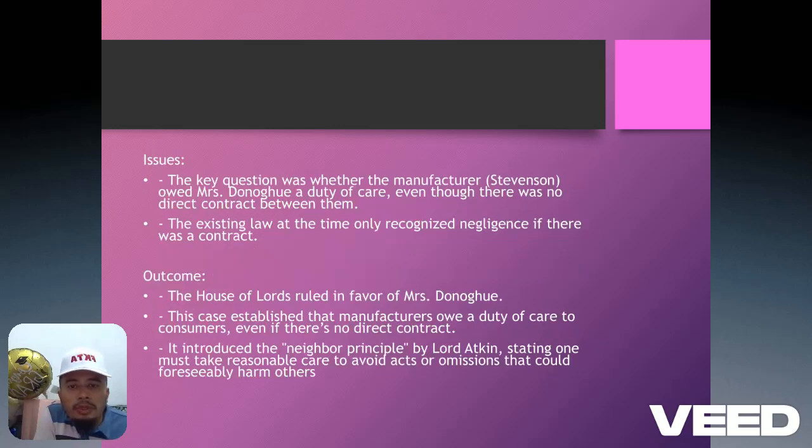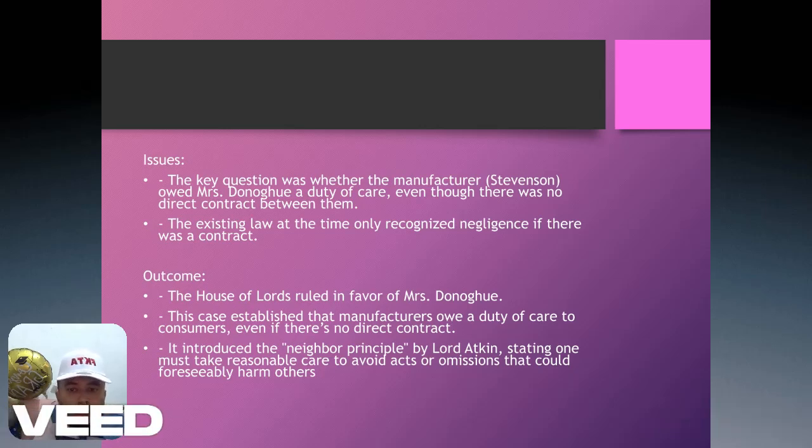The key question was whether the manufacturer, Stevenson, owed Mrs. Donoghue a duty of care. Even though there was no direct contract between Mrs. Donoghue and Stevenson, because Mrs. Donoghue didn't buy the ginger beer, the existing law at the time only recognized negligence if there was a contract. So if there is a contract between two parties and the one held liable for the duty has breached the duty, it becomes negligence.